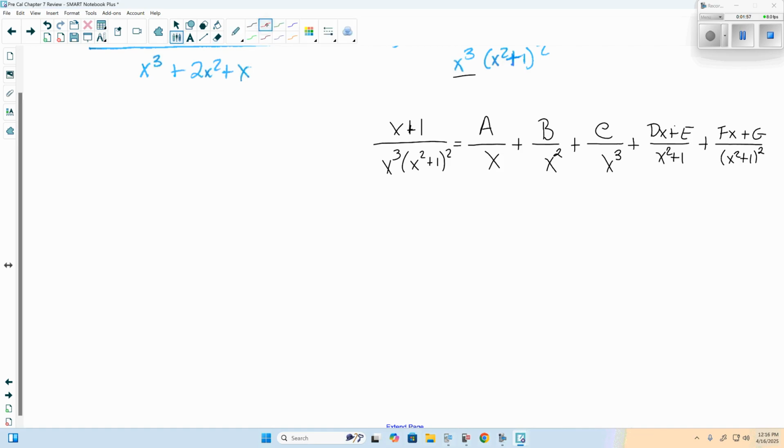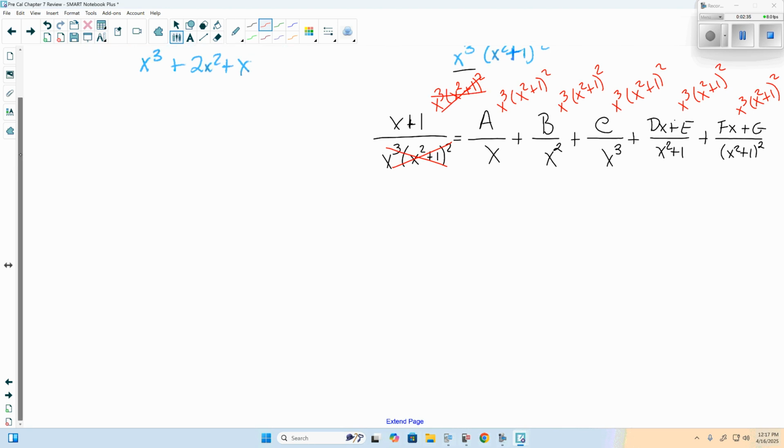And again, just like we've been doing, we're going to multiply by the denominator of our first term. Now the nice thing is that this one here on the left, everything's going to cancel and leave us with x plus 1.